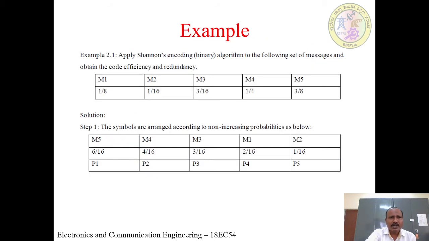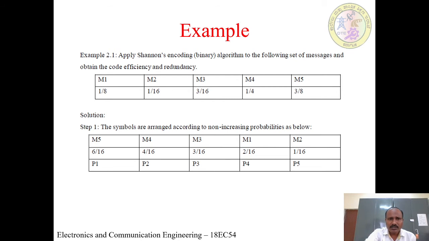Example: apply Shannon's encoding algorithm to the following set of messages and obtain the code efficiency and redundancy. There are 5 messages, M1, M2, M3, M4 and M5. Respective probabilities are 1 by 8, 1 by 16, 3 by 16, 1 by 4 and 3 by 8.